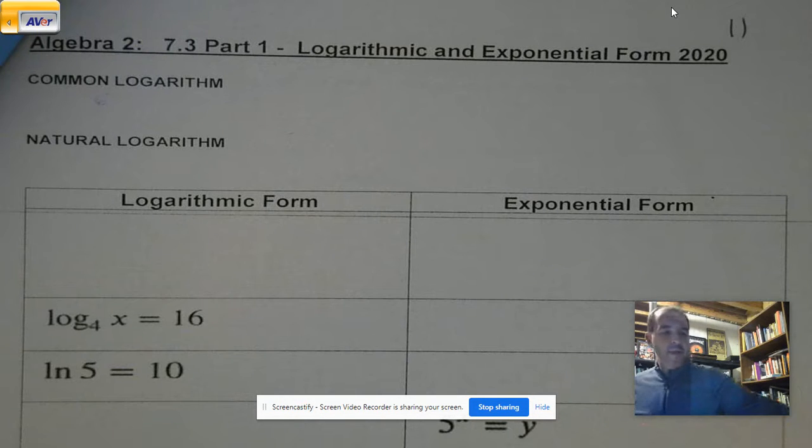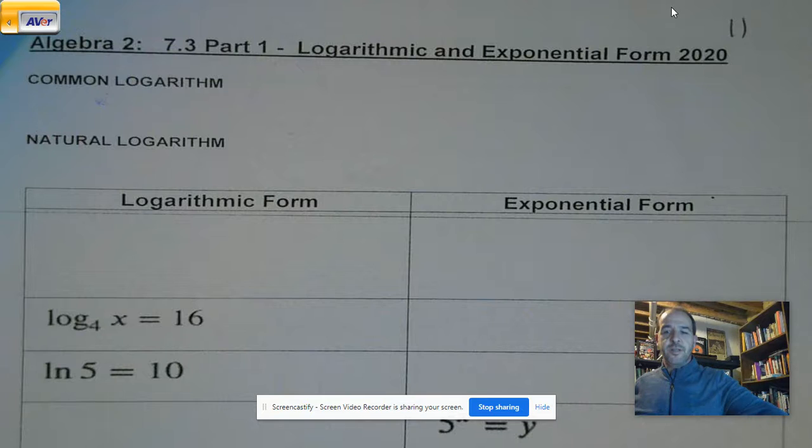We are taking a peek as we get some more light on the situation here at logarithmic and exponential form. So we've taken a look at exponentials here, and now we're going to start dealing with something with logarithms. So common versus a natural logarithm.